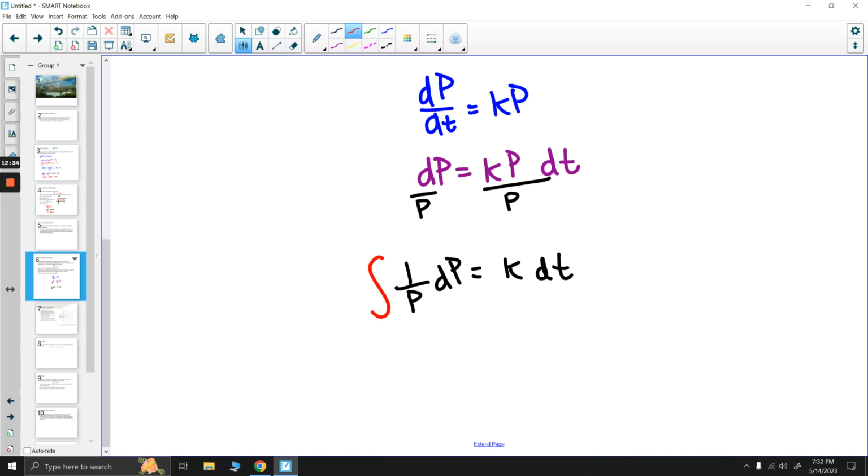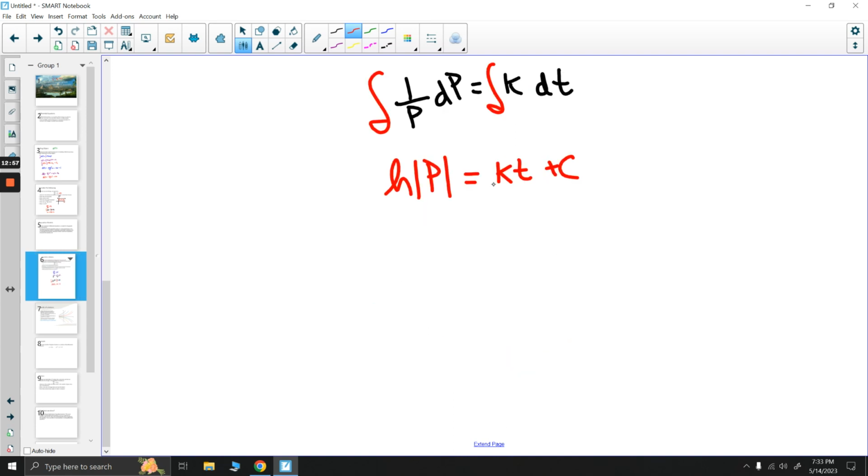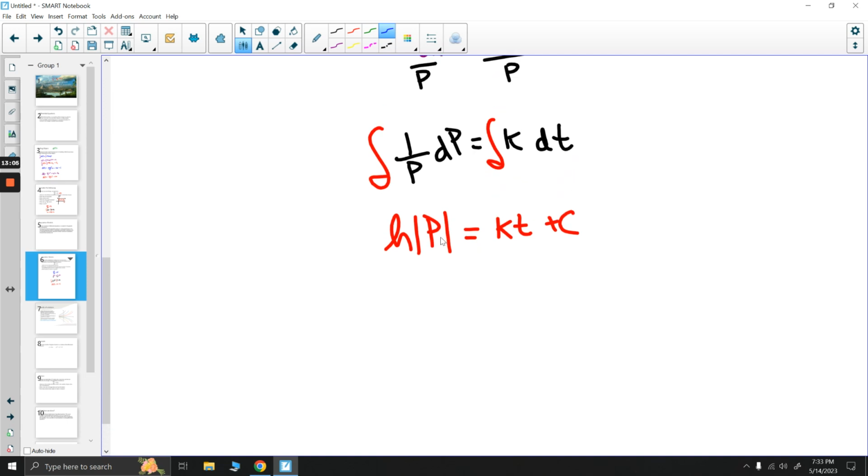Now we integrate this with respect to their variables. k is a constant, so it's just a constant. The integral of 1 over P dP is going to be the natural log of P, our population, which is equal to kt plus C, some other constant. This k is our proportionality constant. This C is our constant of integration. Now, population's positive, so we don't need the absolute value. We have natural log of P is equal to the proportionality constant times t plus C.